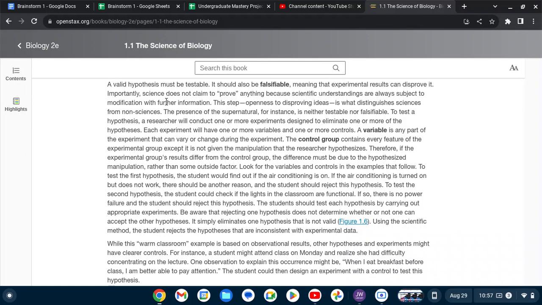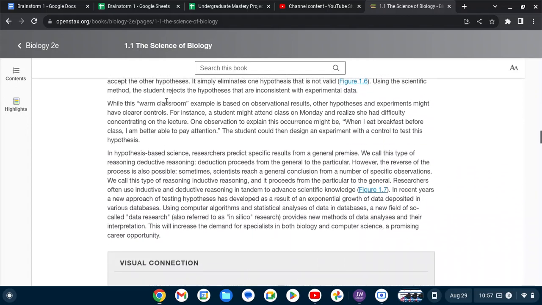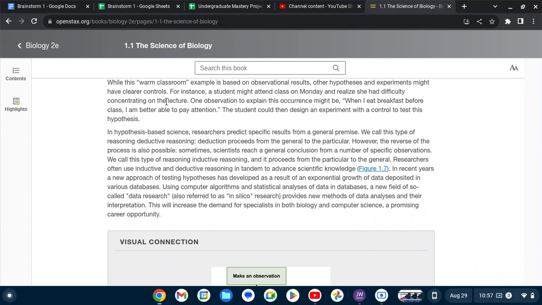The student should test each hypothesis by carrying out appropriate experiments. Be aware that rejecting one hypothesis does not determine whether or not one can accept the other hypothesis. It simply eliminates one hypothesis that is not valid. Using the scientific method, the student rejects the hypotheses that are inconsistent with experimental data. While this warm classroom example is based on observational results, other hypotheses and experiments might have clearer controls.